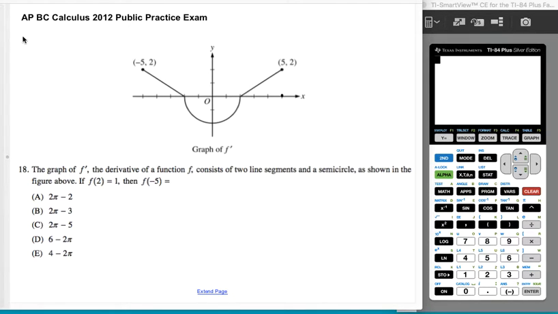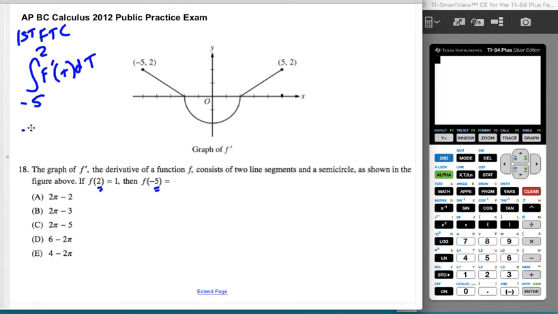So this is a first fundamental theorem of calculus problem, right? What's happening here is we're going to integrate from negative 5, because that's the value of t that they want us to find, to 2, because that's the value that's given, of f prime of t dt, right? And that's going to give us f of 2, which is a known quantity, minus f of negative 5, which is the thing that they asked us to find, right?